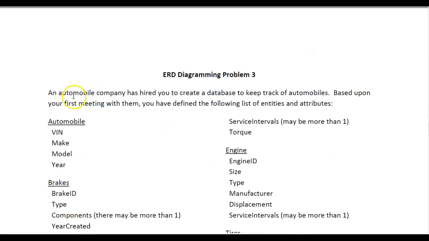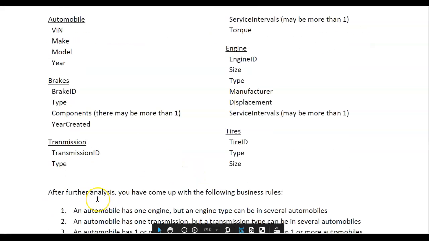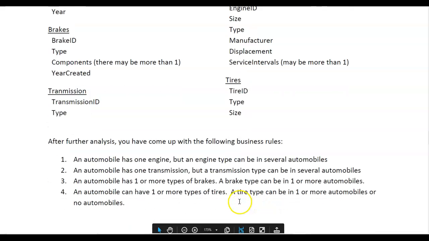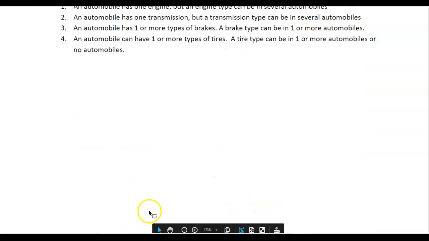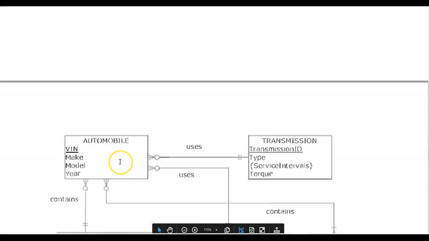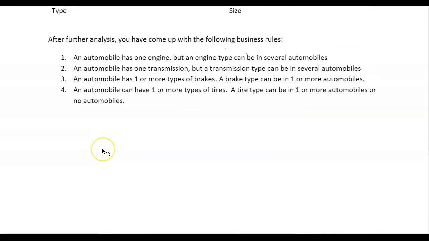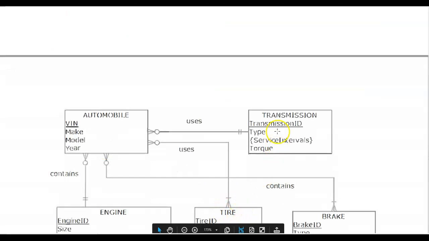Next one down is automobile. So we have the automobile, the brakes, the engine, the tires, and transmission. Now a few rules. An automobile has one engine, but an engine type can be in several automobiles. So that's not a specific engine, it's a type, right? So automobile contains one engine. Engine could be used in one, none, or many. So it could be an experimental engine that never gets used, for example. And then an automobile has one transmission, but a transmission type can be used in several automobiles. So very similar to that.